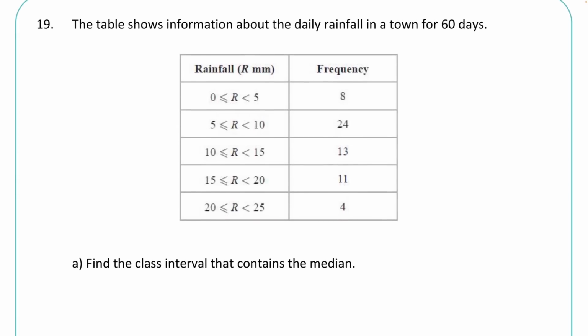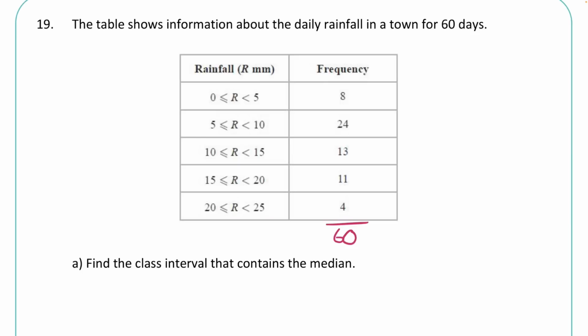Okay, so this next question, we have a table. It says the table shows information about the daily rainfall in a town for 60 days. 60 days meaning the total here would be 60. Find the class interval that contains the median. So watch out, because there are a few different averages that you can look at from a table like this. You can find the modal class, which is the most common class on the left there, which would be between 5 and 10, as that happens 24 times.